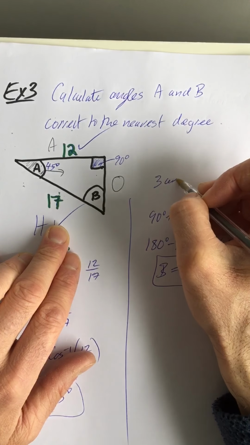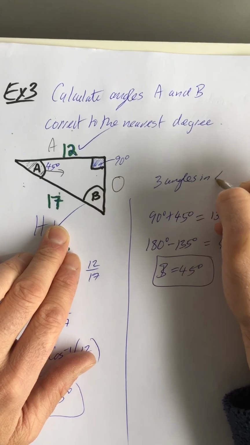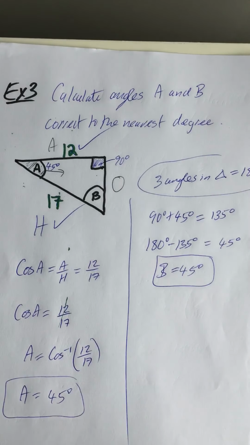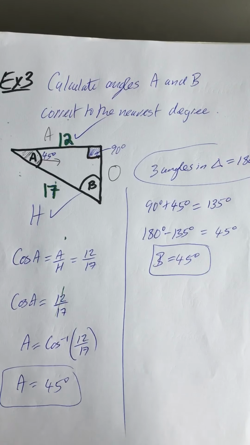So the three angles in a triangle add up to 180. That's the fact that I'm using here from geometry. Have a look at these three examples for working out angles.